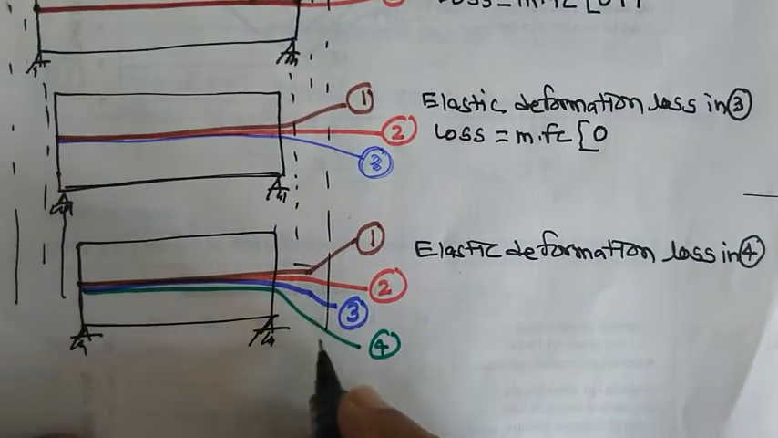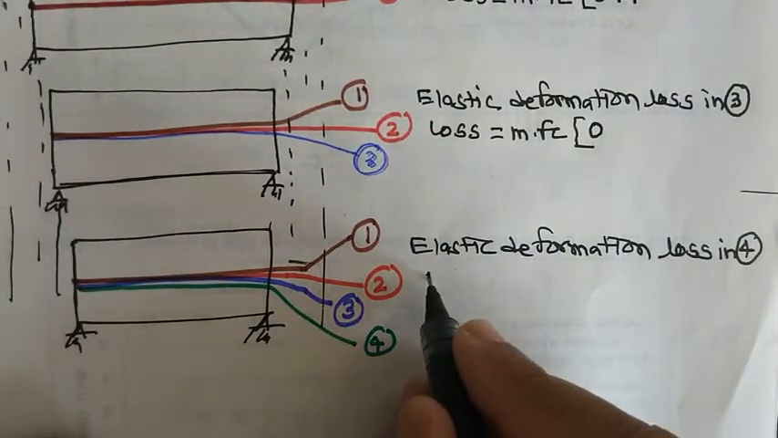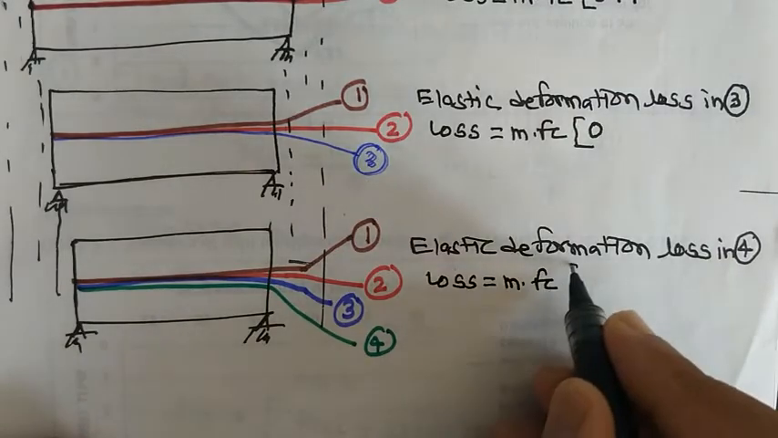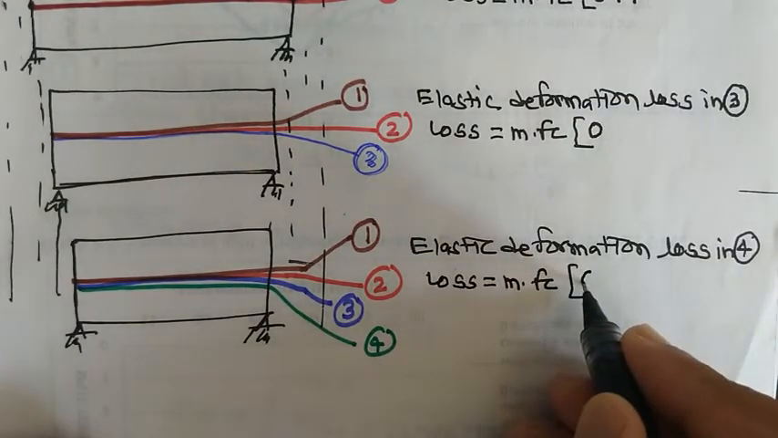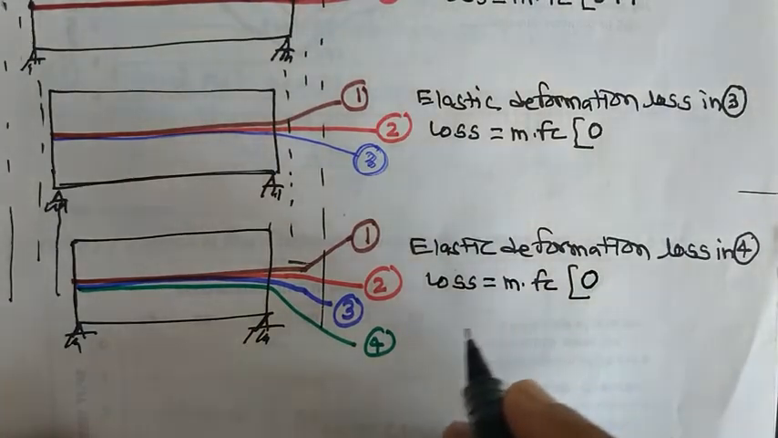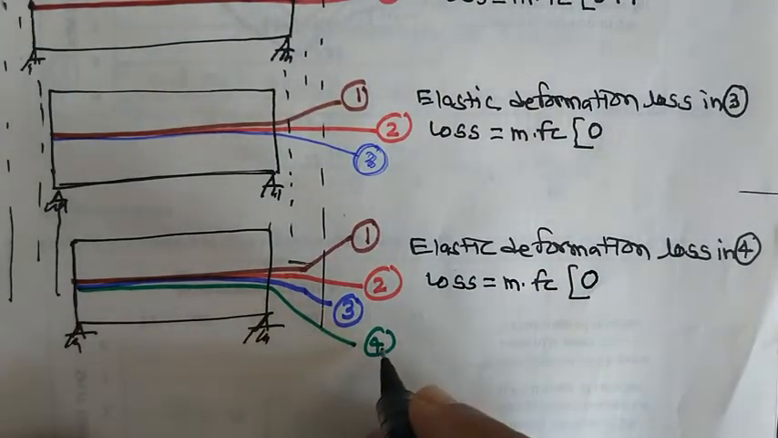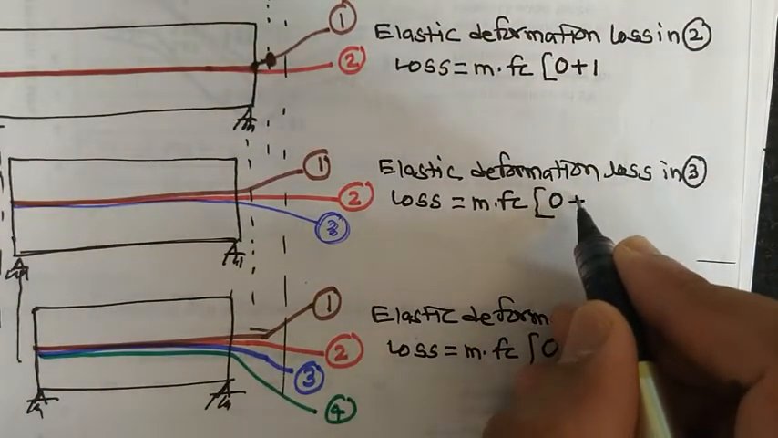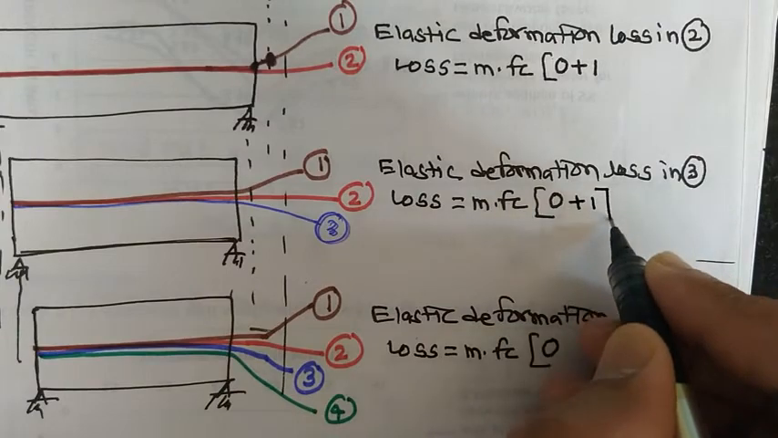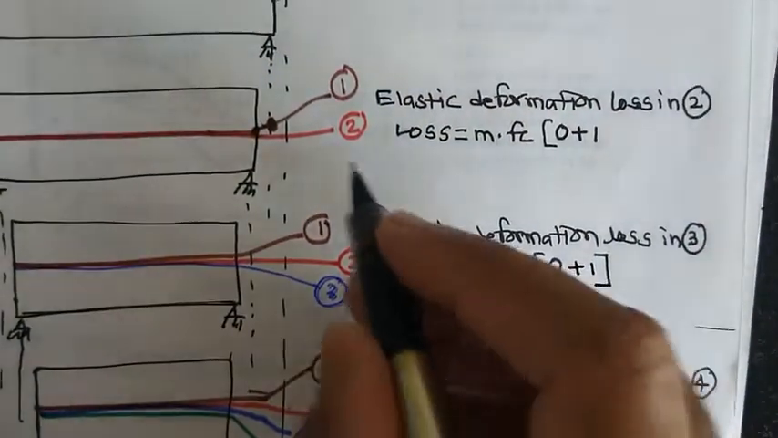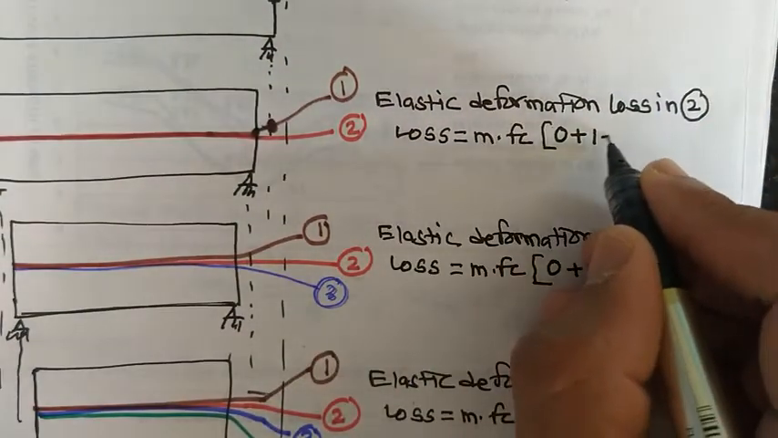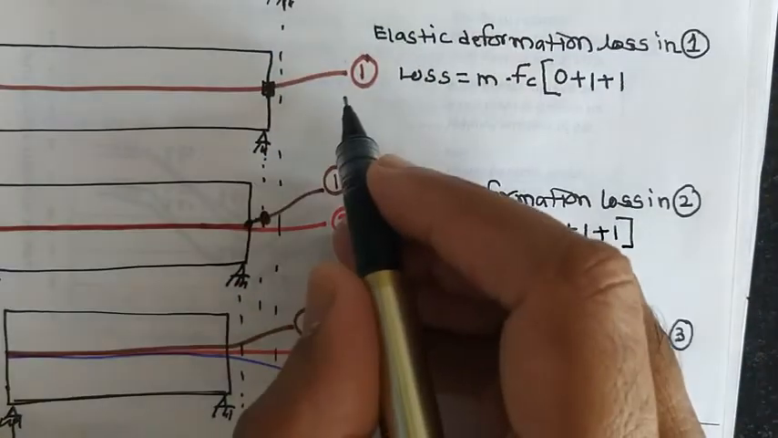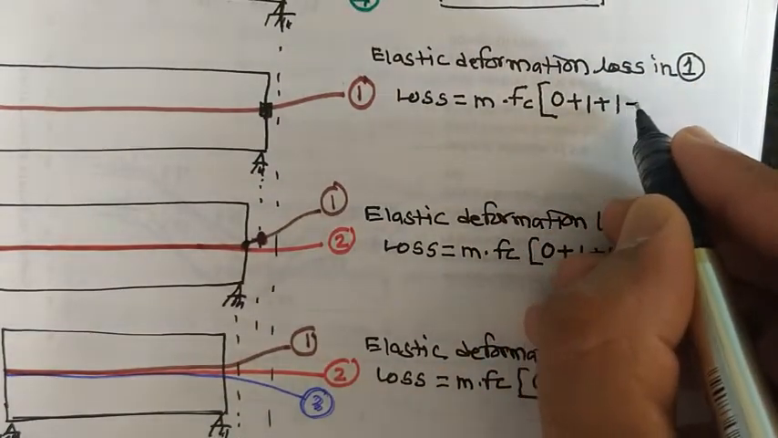Now when you are stretching the fourth wire, the elastic deformation loss in the fourth wire is 0. Due to stretching of the fourth wire, the third wire is subjected to elastic deformation loss once, the second wire is subjected to elastic deformation loss twice, and the first wire is subjected to elastic deformation loss thrice.